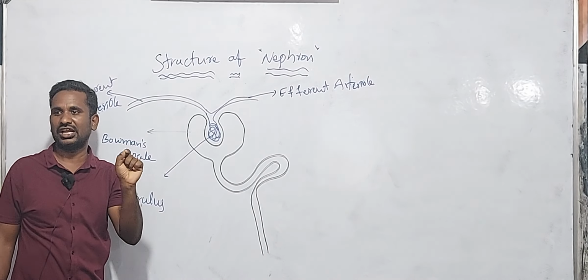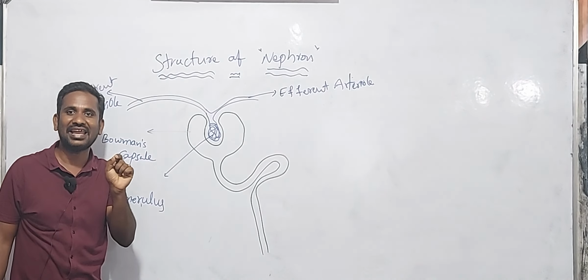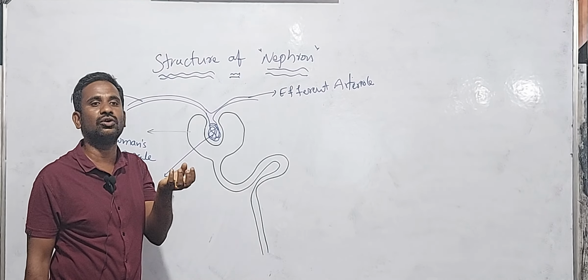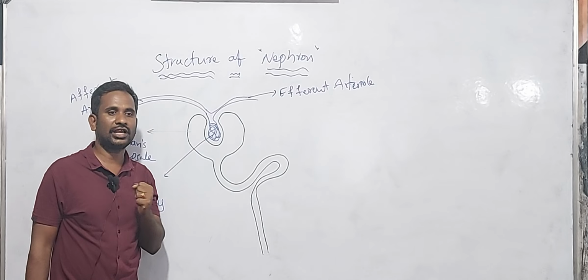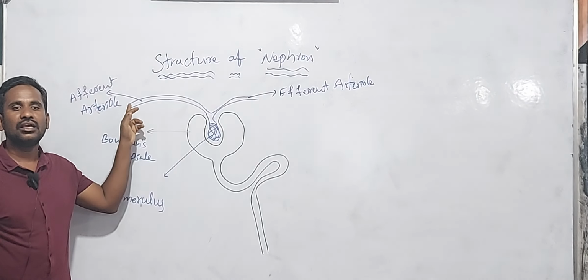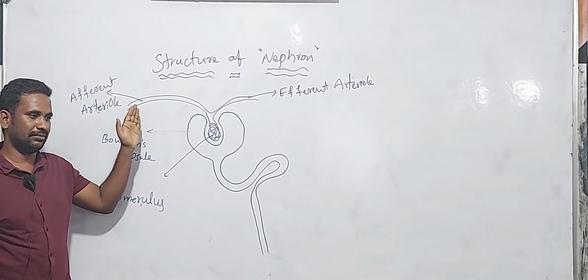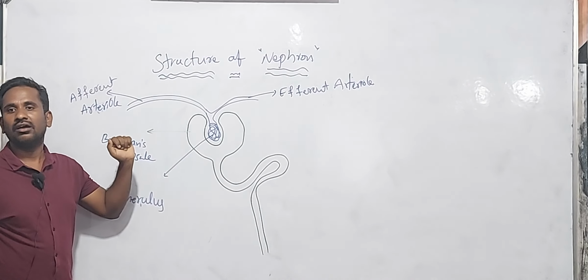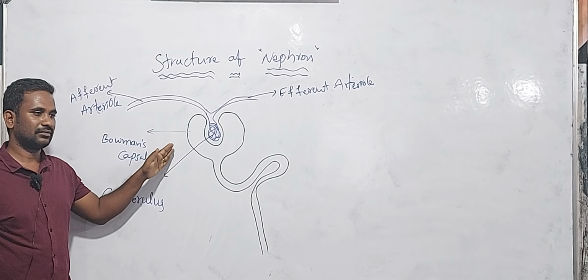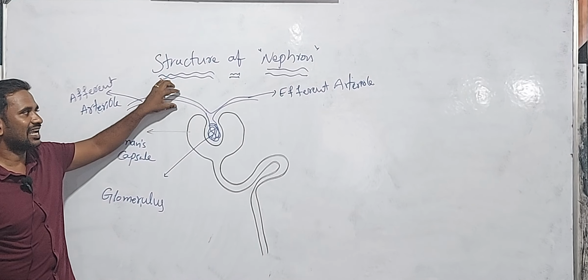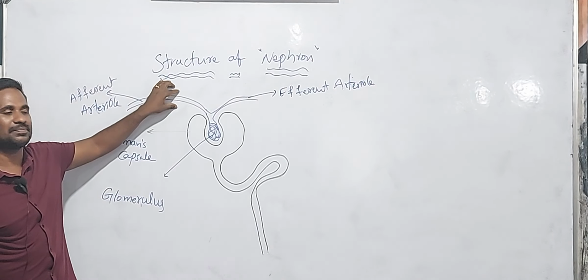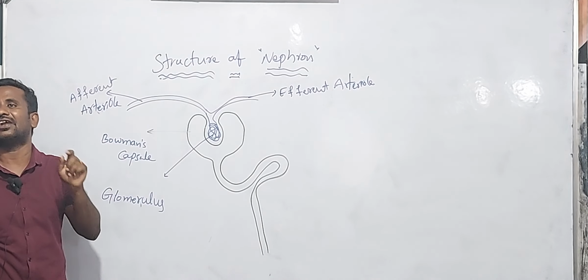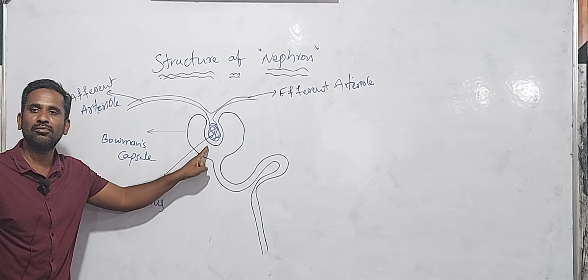This constriction, this important character, can lead to filtering the blood. The afferent arteriole carries oxygenated blood to the nephrons of the kidney. If the size of the afferent arteriole is bigger than that of the efferent arteriole, that is helpful for the filtration of blood in the Bowman's capsule.